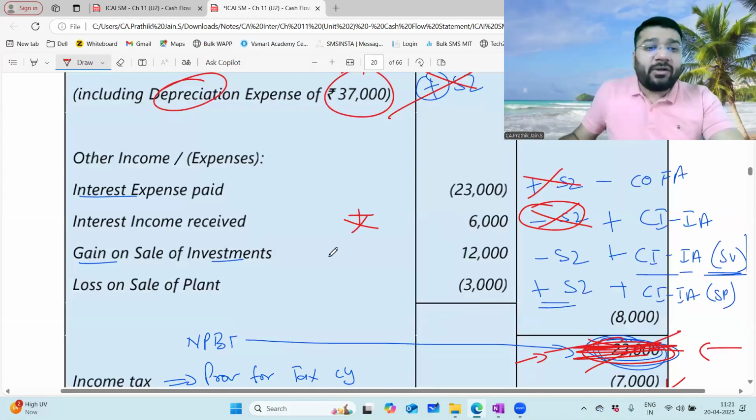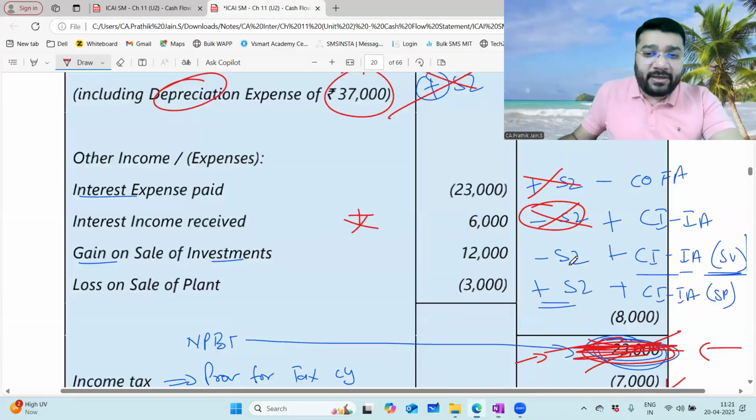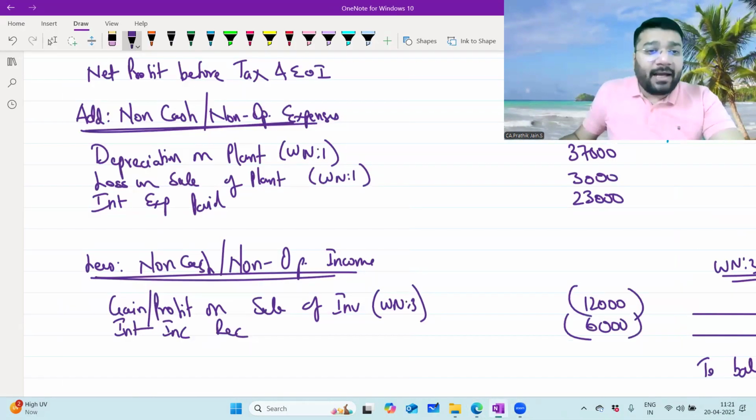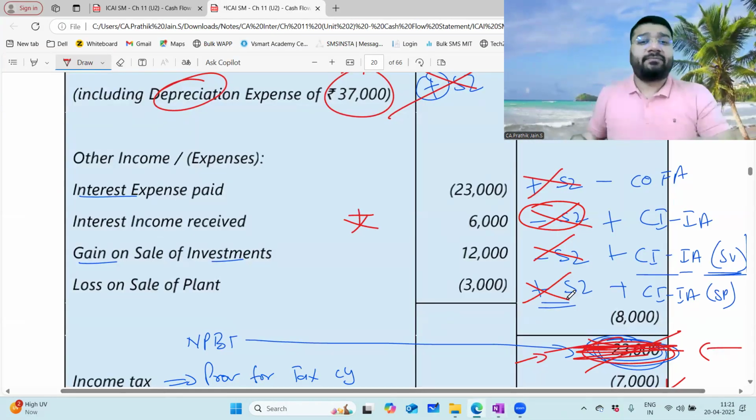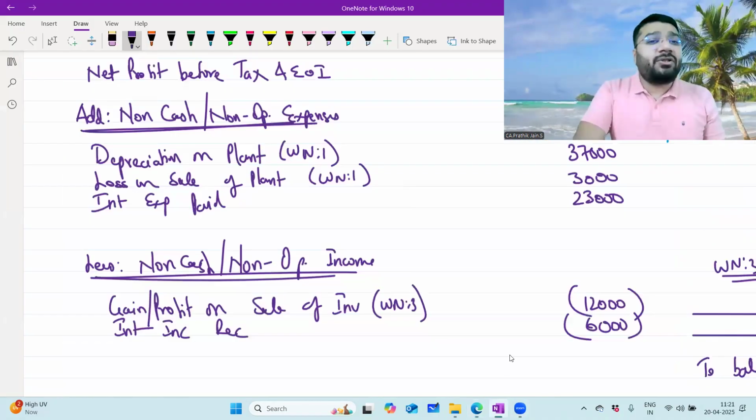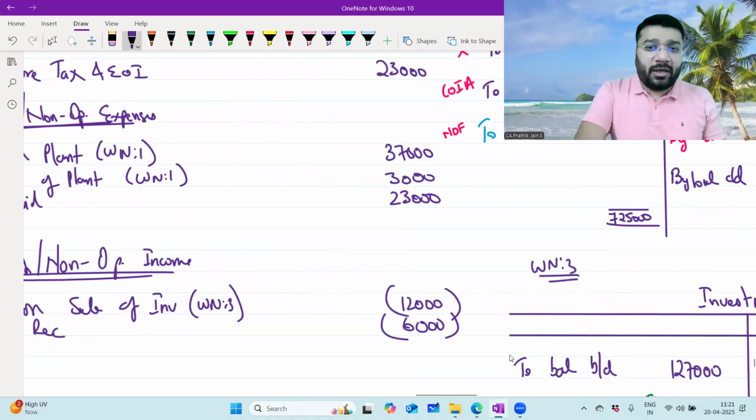This is also over. Now, gain on sale of investment is already taken care of, 12,000, leave it. Loss on sale of plant already done. Yes, leave it. So all of segment 2 is taken care of. Both are non-cash, non-operating expenses and income. Okay.